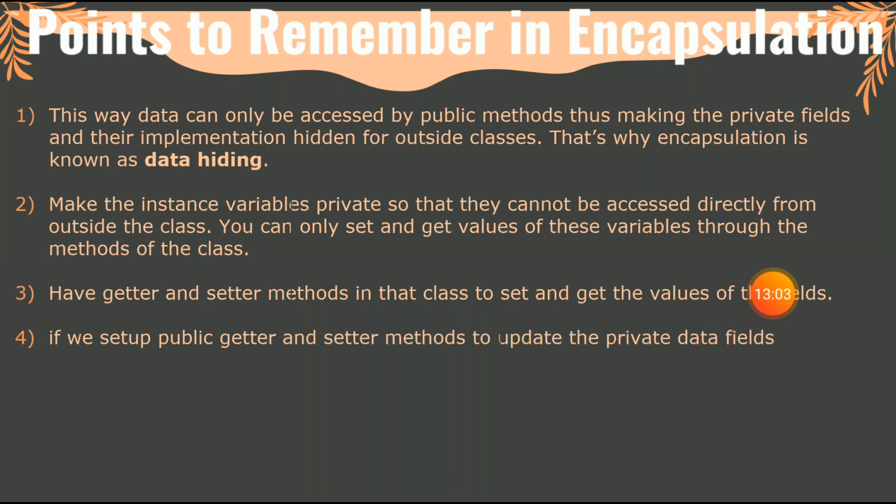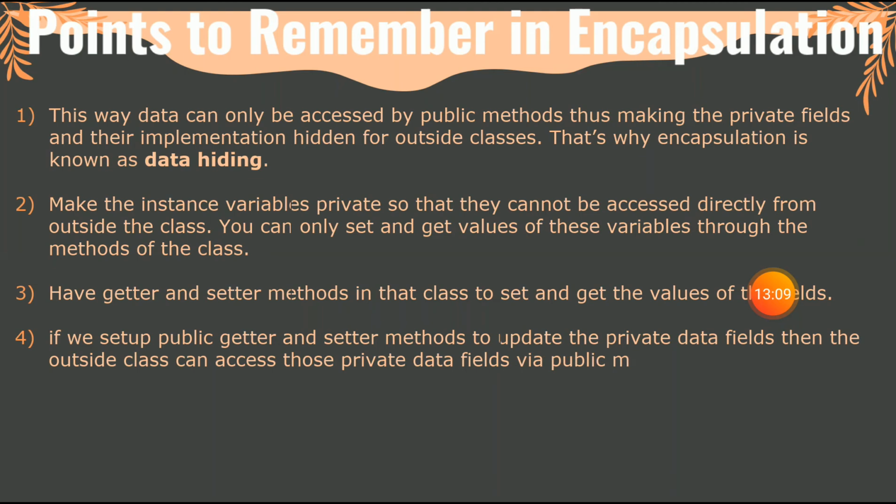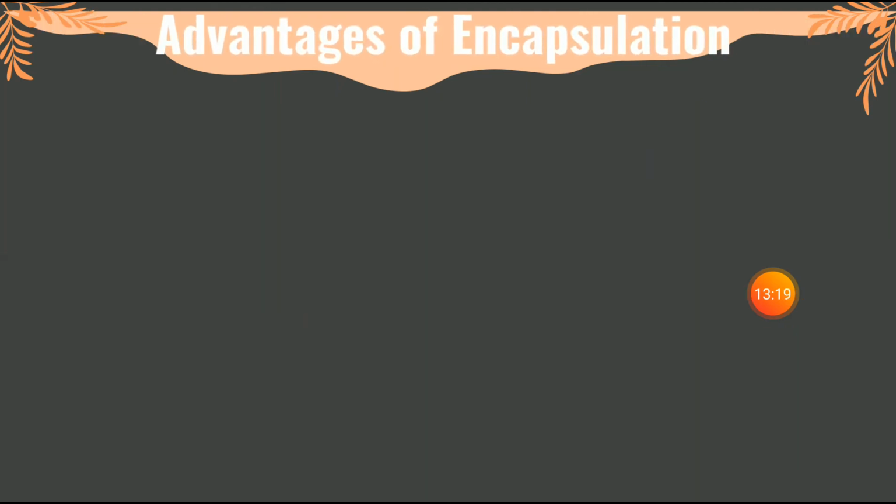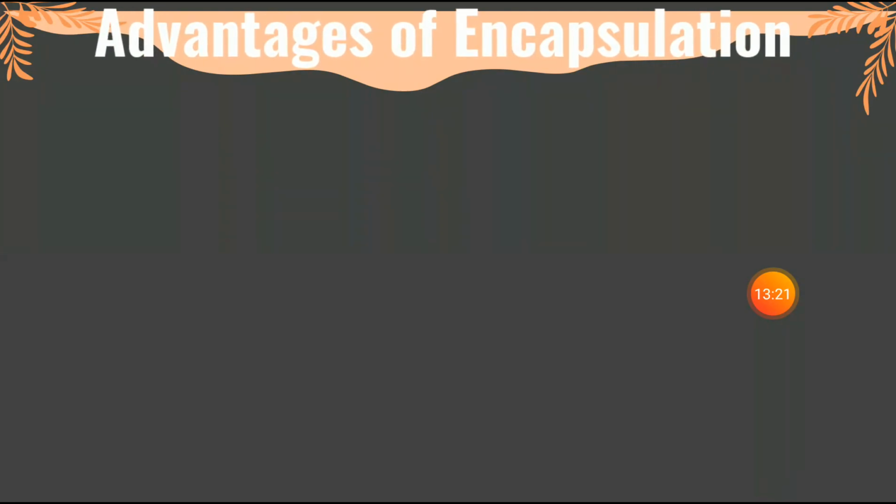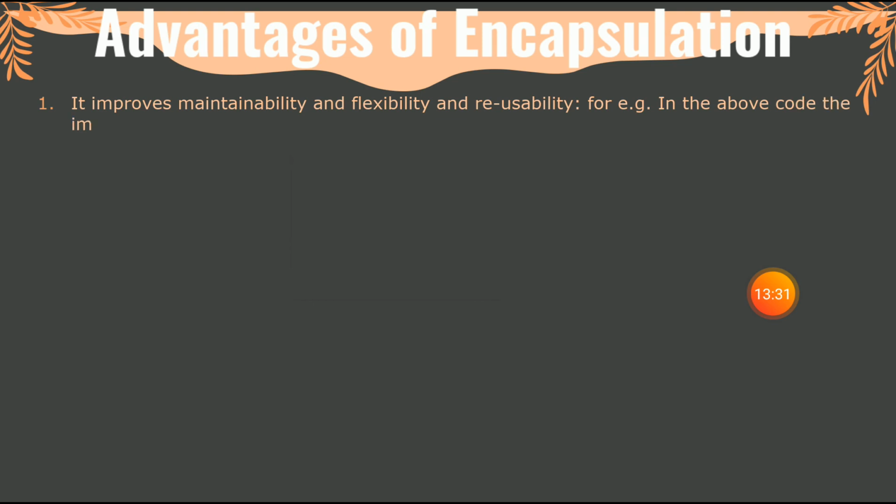We set up public getter and setter methods to update the private data fields, so that we can use them outside the class, accessing private data fields via public methods. So this is the way we can do encapsulation. Something more: what are the advantages of encapsulation? So first, it improves maintainability, flexibility and reusability.